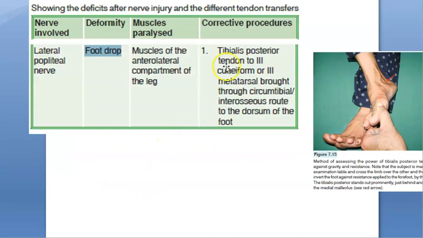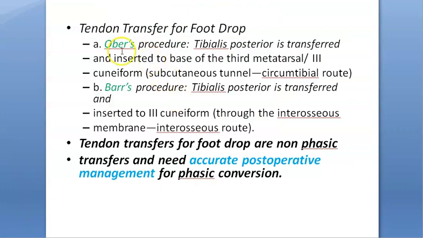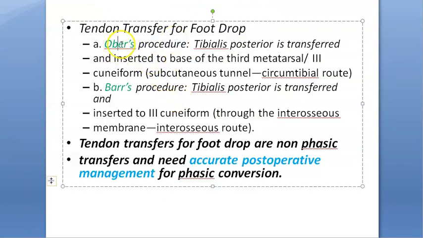Now, how will you treat? Treatment is the tibialis posterior tendon. They are going to transfer it to the third cuneiform or third metatarsal, either through the circumtibial or the interosseous route, based on which the names have been given. So this is the tibialis posterior. They are checking for the power against gravity, against resistance. Then they will do this Ola plus Uber procedure.